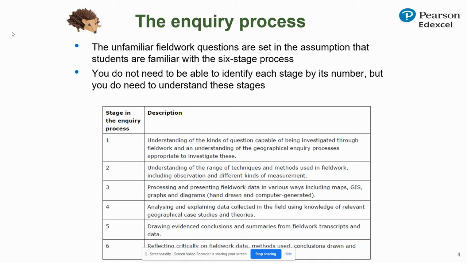If we think back now to the inquiry process, there are 6 different stages to the inquiry process, and they can ask about any of those 6, okay? So they could ask about, if we look at number 1, the kind of questions that you could ask for an investigation. For number 2, we're looking at the range of techniques and methods used. For number 3, how we present the data. Number 4, how we analyse that data. Number 5, evidence, conclusions and summaries from fieldwork data. And number 6, reflecting critically on the fieldwork data. So the questions can come from any of those 6 stages.